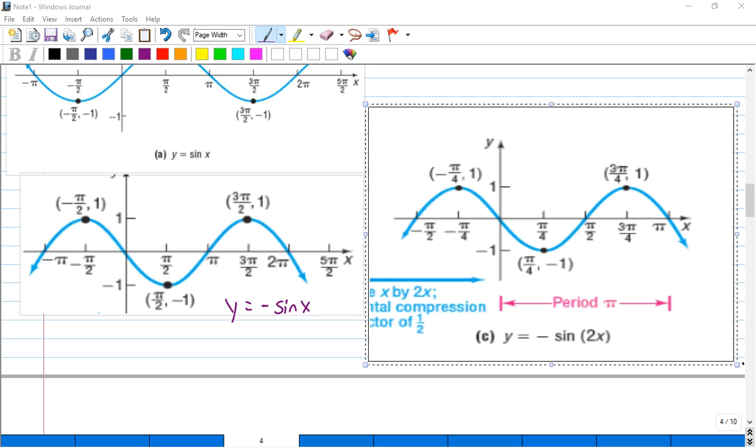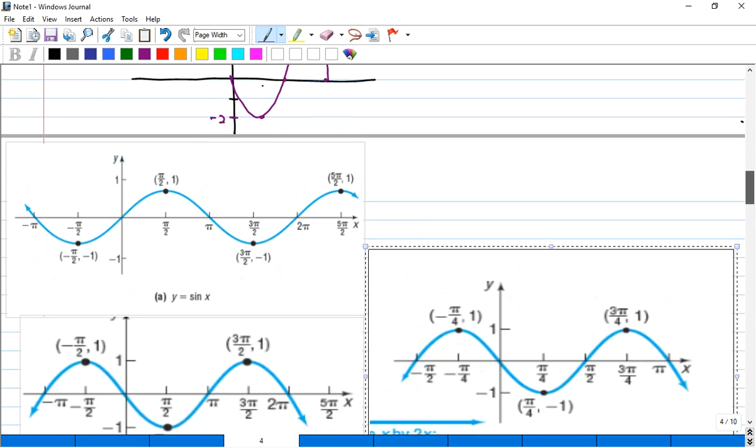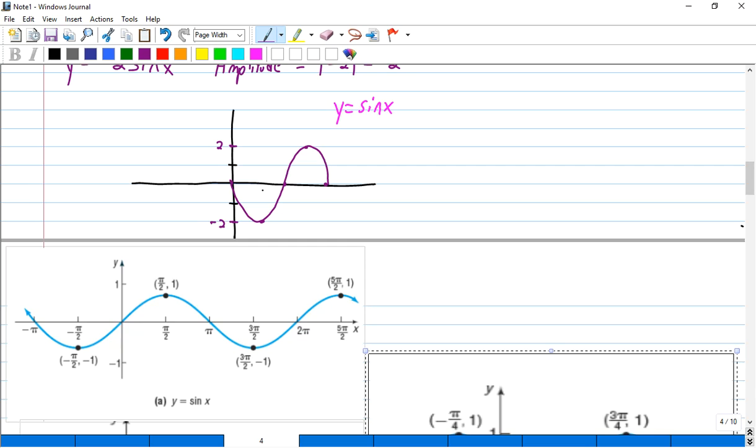So significant points for sine and cosine are places where the graph either crosses the axis or has a high point or low point. So this is y equals sine of x. Here's the first significant point for our graph. Here's the next significant point at pi over 2 and 1. Here's the next significant point at pi, 0. Here's the next significant point at 3 pi over 2, negative 1. And then this would be the last significant point, 2 pi and 0.